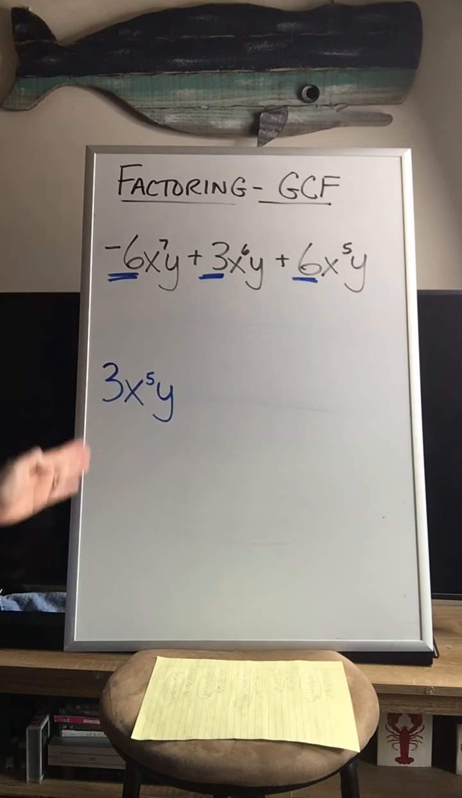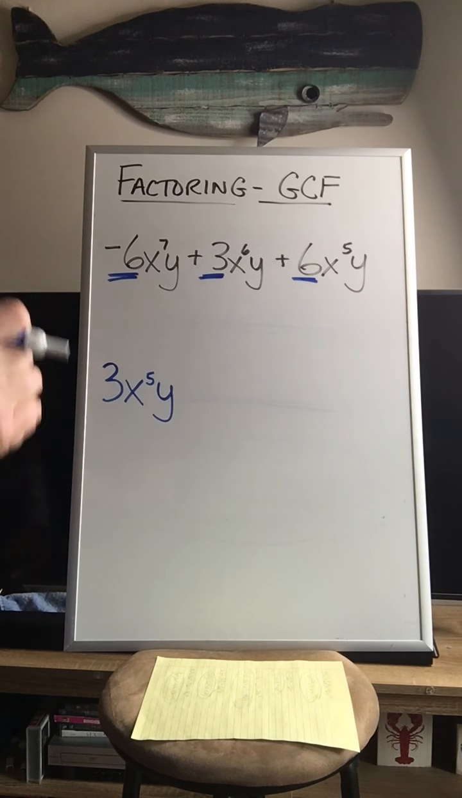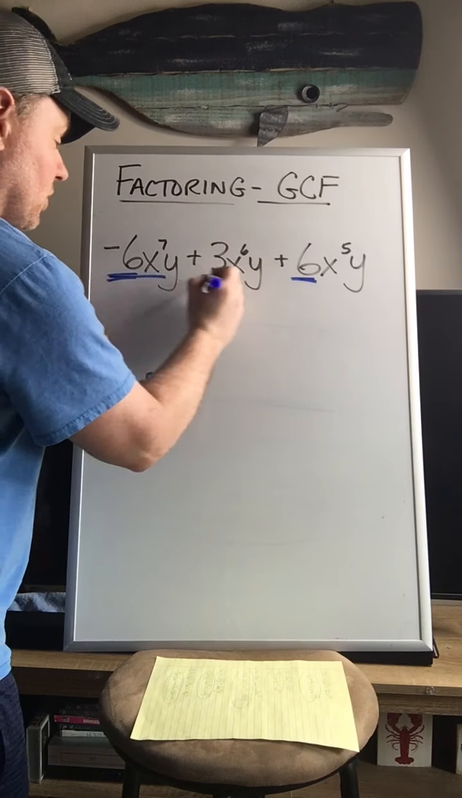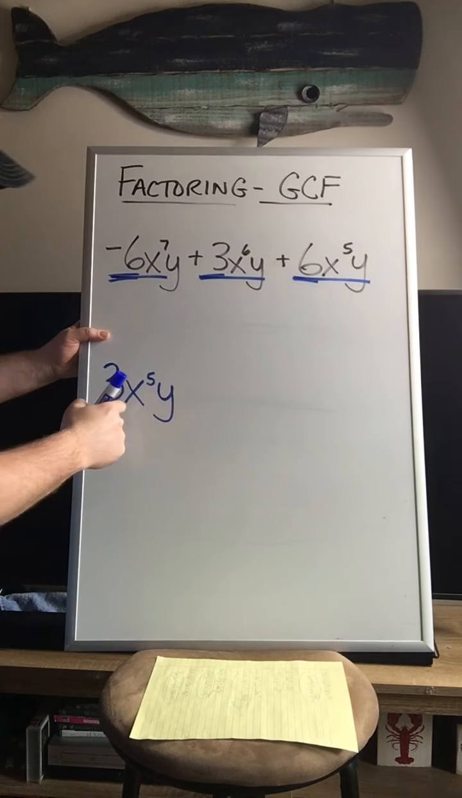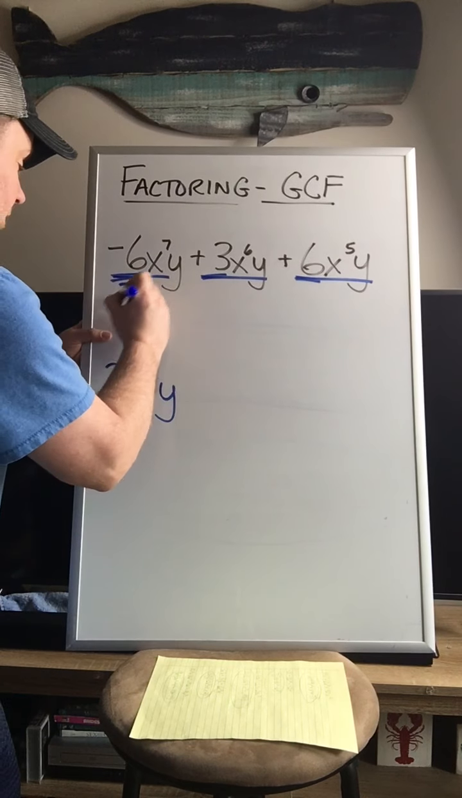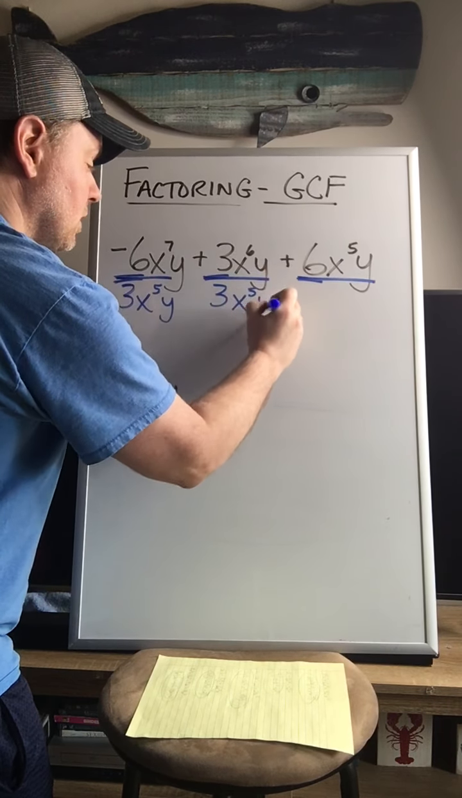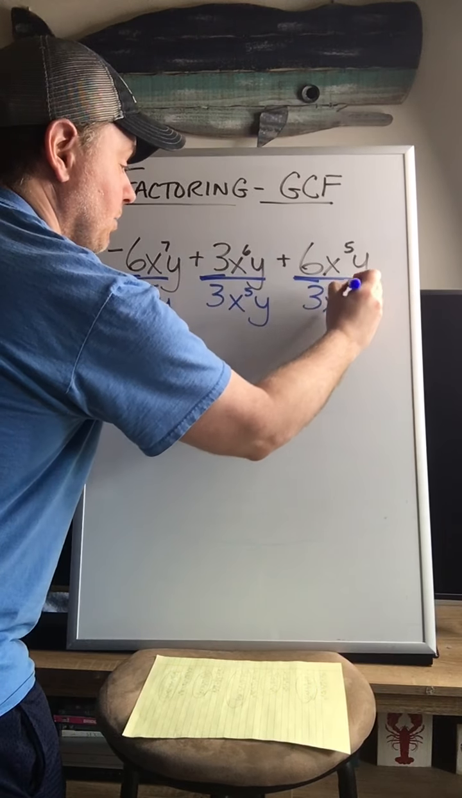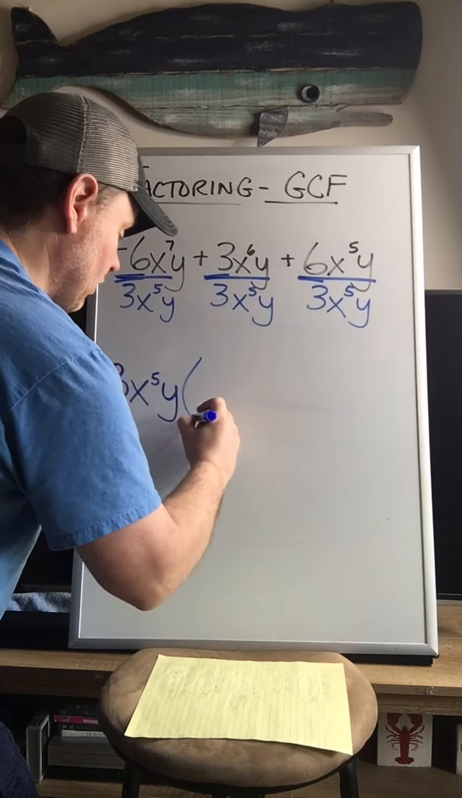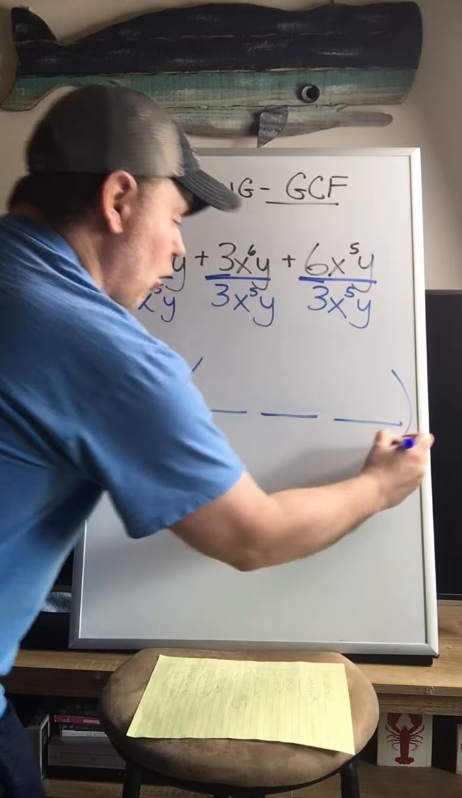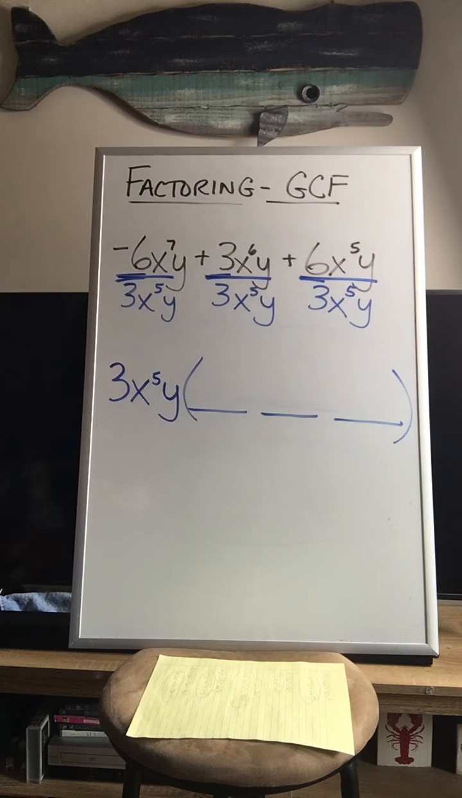So you start with the numbers, and then you look at each variable, and you take out whatever it is that they all have in common. Now I am going to do what I've been doing. I'm going to divide each of these by that GCF to get my remaining polynomial. And my remaining polynomial is always the same size as my original polynomial.